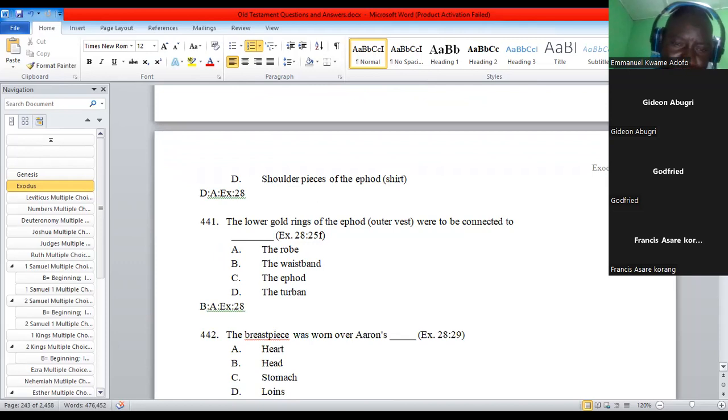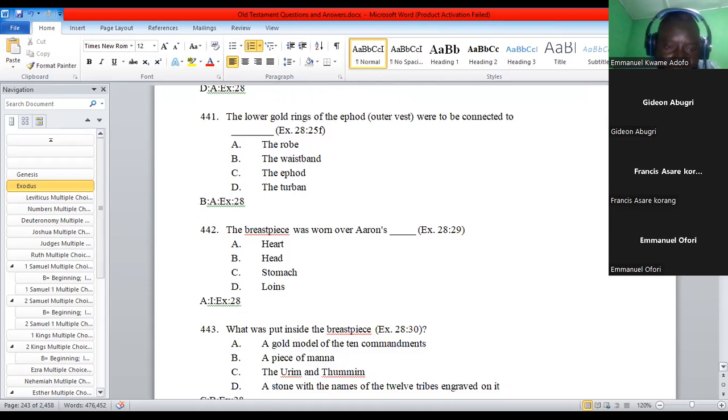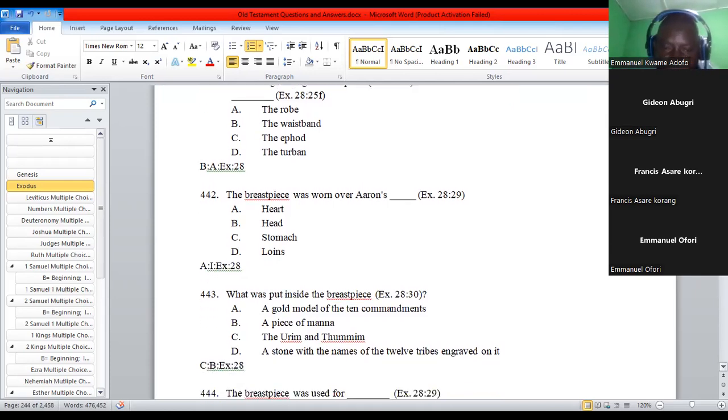The breastpiece was worn over Aaron's heart, head, stomach, loins? The heart. That breastplate is over the heart. Okay. What was put inside the breastpiece? Urim and Thummim. Okay. Thank you, Papa.